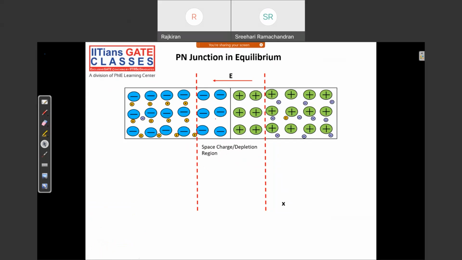The area near the junction is almost devoid of free holes and electrons. That's why it's called the space charge region or depletion region. Because there is an electric field, there is a built-in potential. You see, the integration of the electric field is called potential. So since there is an electric field, there is a potential.